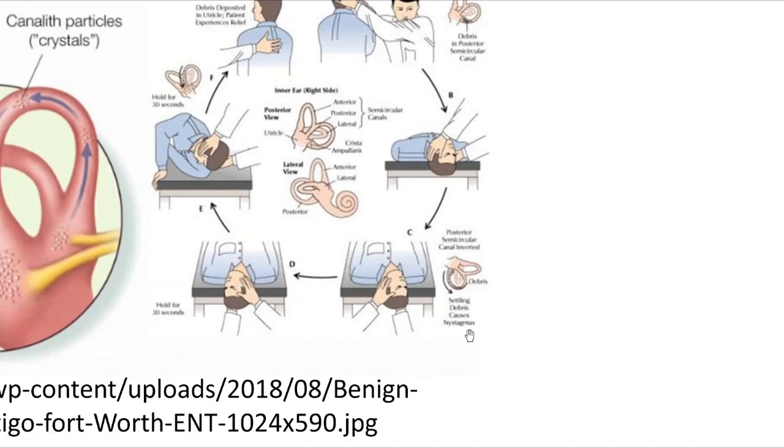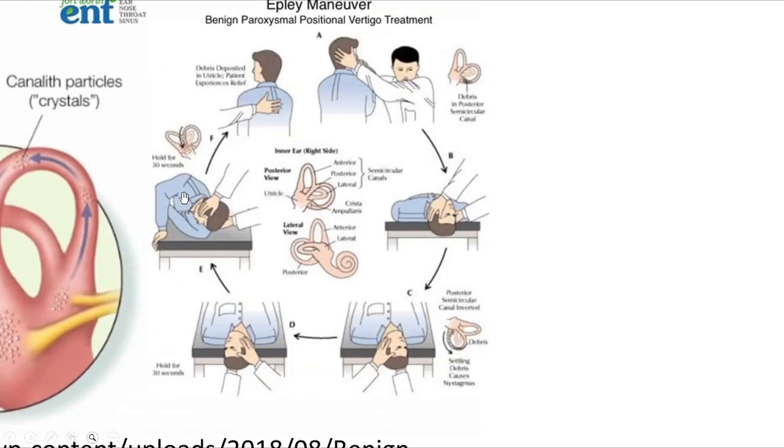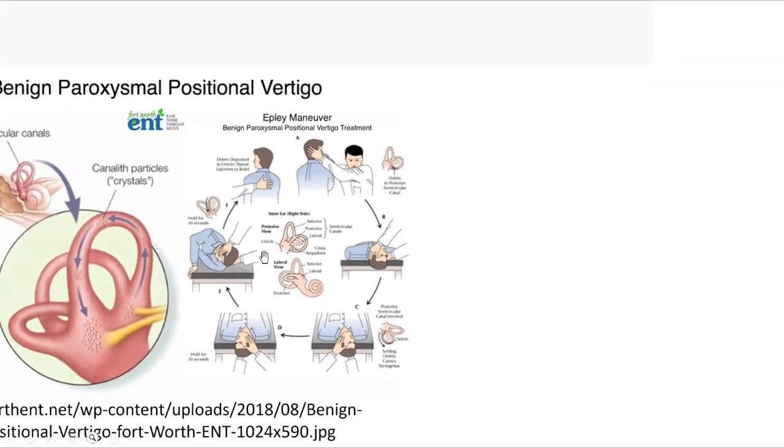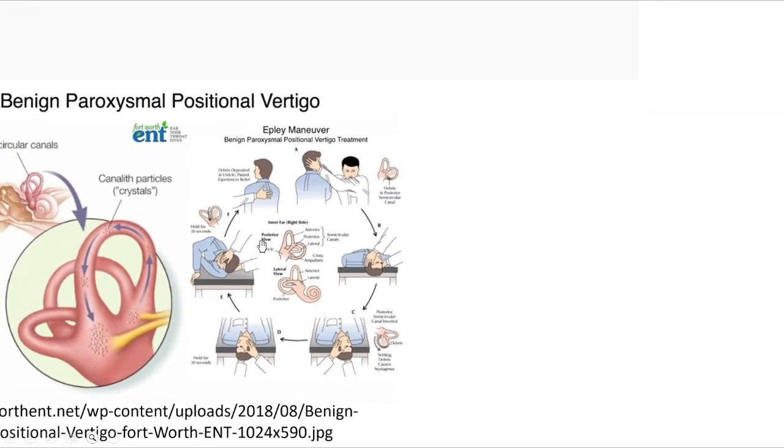So nystagmus is basically what I was describing earlier, the involuntary eye movements that happen. Rapid involuntary movements of the eye are referred to as nystagmus. Through this maneuver, finally the debris gets deposited in the utricle. So it leaves the posterior semicircular canal and goes to the utricle, and because of that, the person experiencing vertigo gets relief.